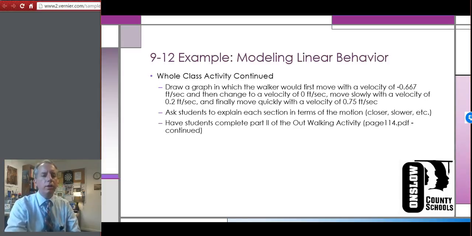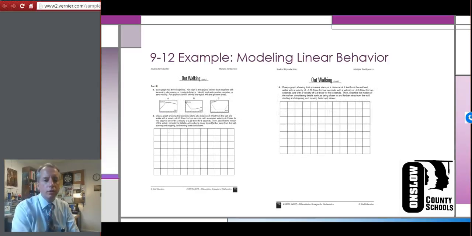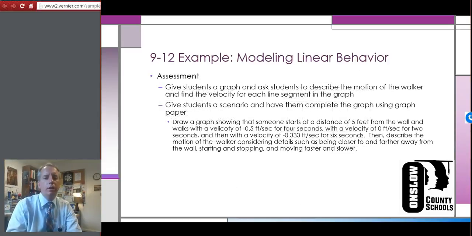So let's now create a graph as a big group. Everybody's had this experience. Now let's create a graph in which the walker would move at this rate, right? And then they change their velocity, and then they move at a different velocity to a different distance. So now we're starting to say, if I want the data to read this way, what would the walker be doing, and what would the graph look like? And you could certainly flip it around, right? So that worksheet looks something like this. Each of these graphs represents something. How would you create that graph? What would the person be doing? What would it actually look like?